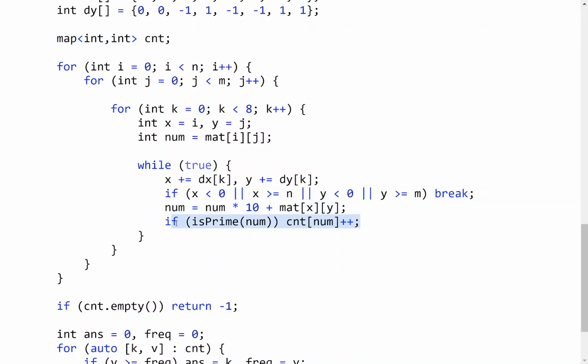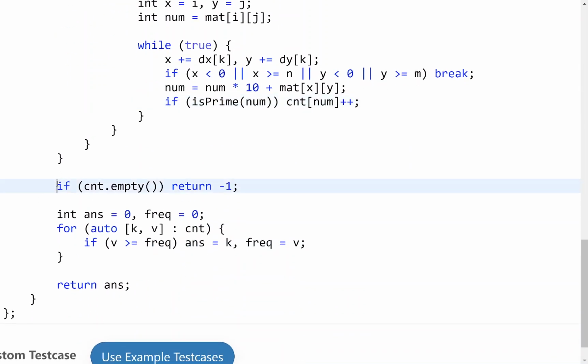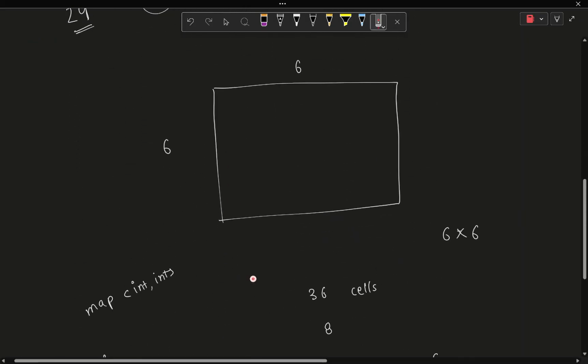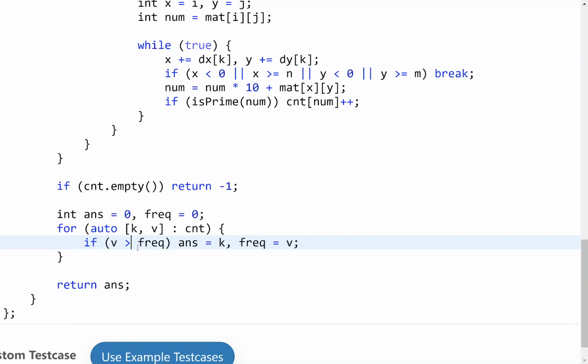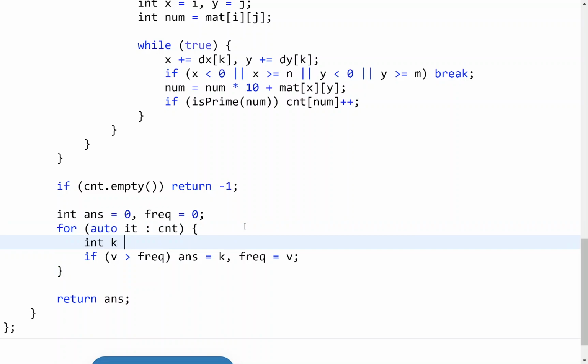I will increment the frequency here, and in case at the end the map is empty, it means that I did not have even a single prime number, so my answer will be -1. Otherwise, if you had to find the number with the maximum frequency, you could iterate over the map. This auto kv is nothing but, you would have seen something like auto it, and you say int k equal to it dot first and v equal to it dot second. We generally write like this.